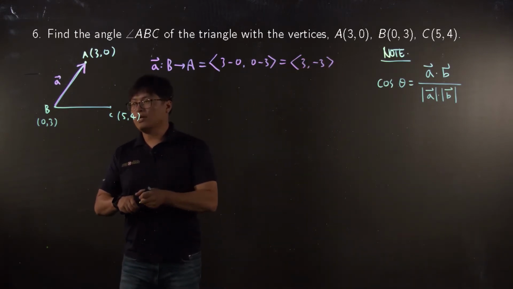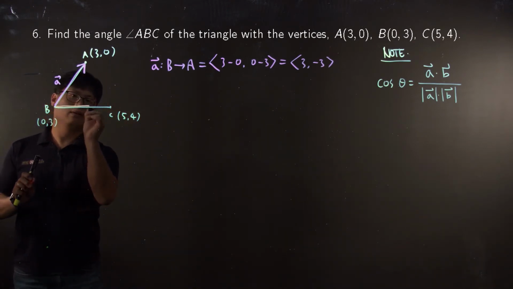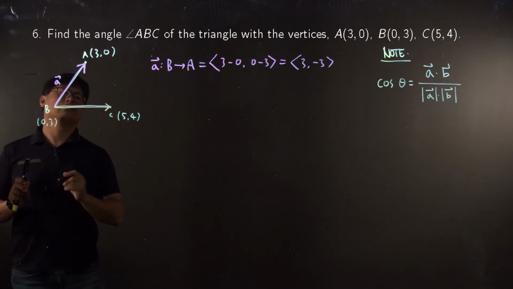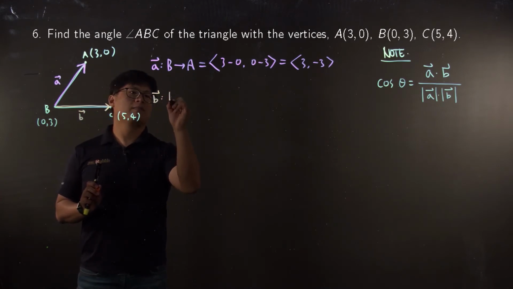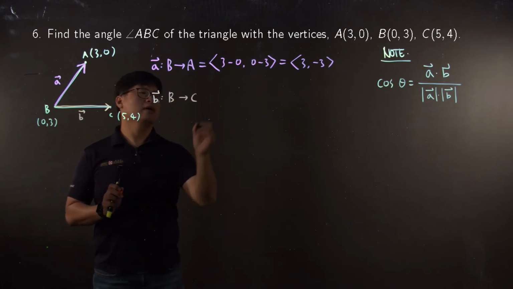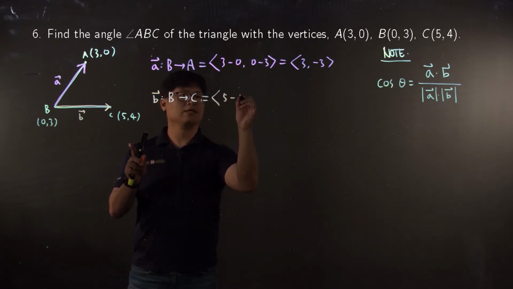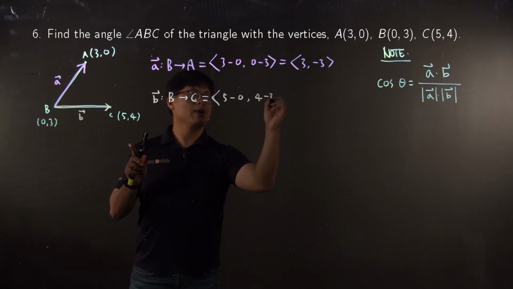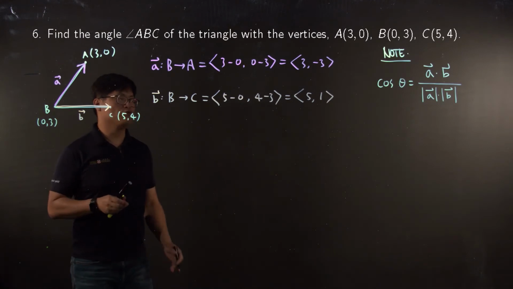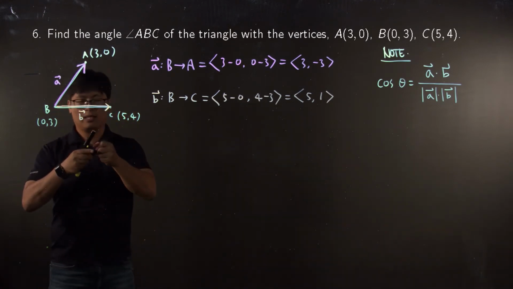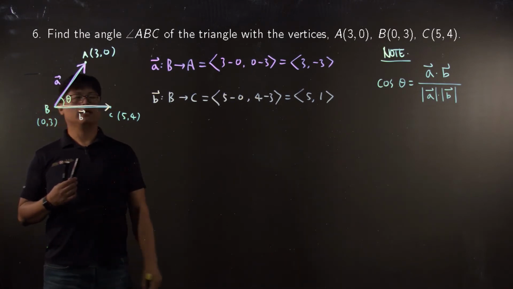What about the other vector? I'm talking about this vector. Again, direction is important. Let's say this is vector B. It goes from B to C, so your vector must be C minus B, which is 5 minus 0 and 4 minus 3, which is (5, 1). Now we have two vectors, so now we can talk about the angle between these two vectors, theta.